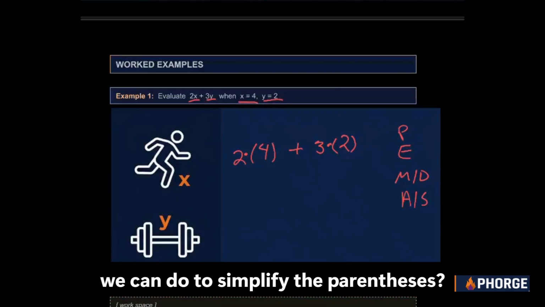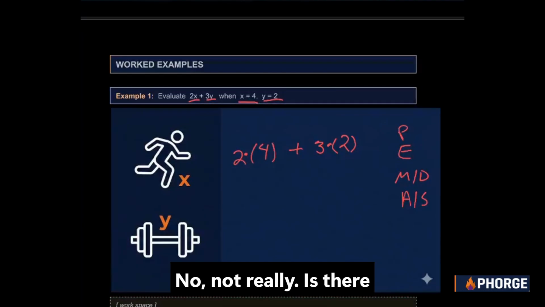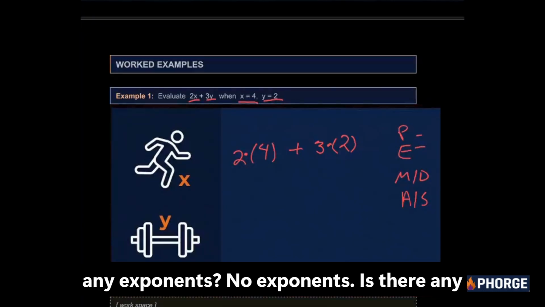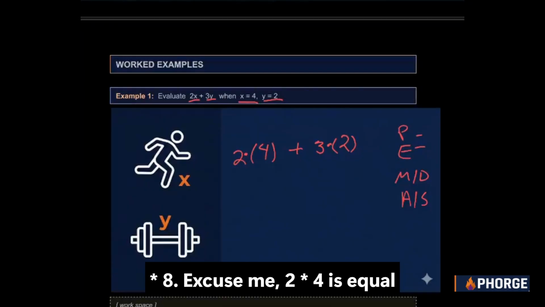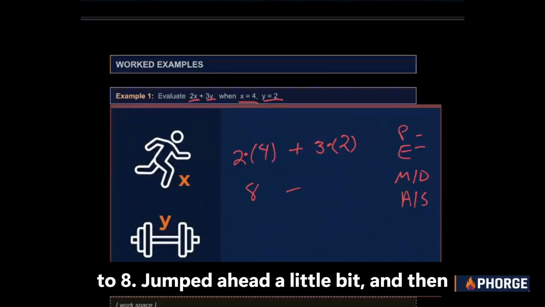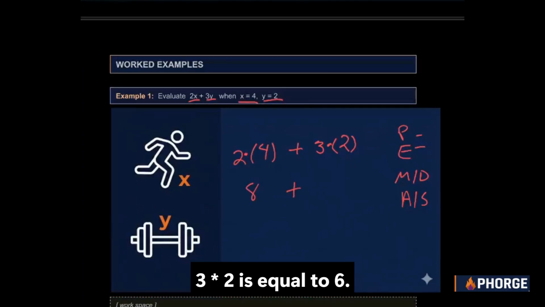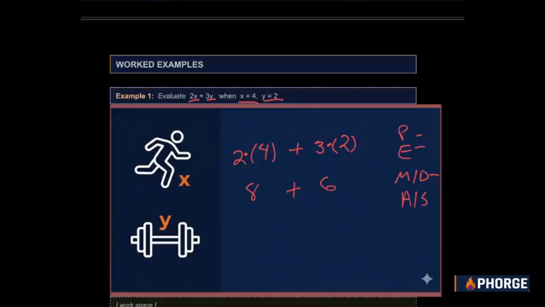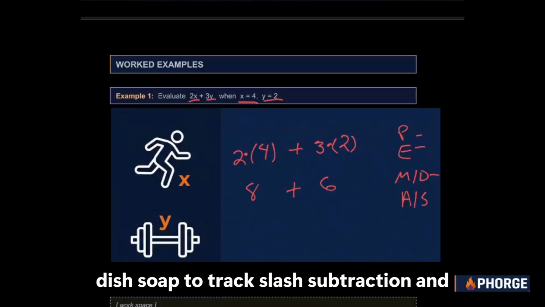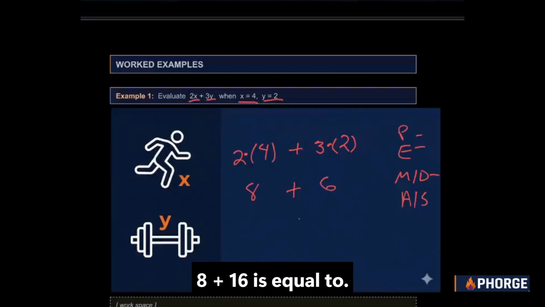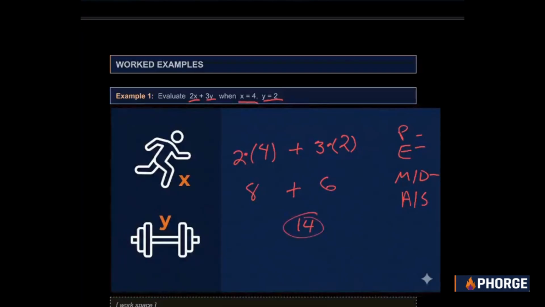Is there anything we can do to simplify the parentheses? No, not really. Is there any exponents? No exponents. Is there any multiplication / division? Yes, there's 2 sets of multiplication. So 2 times 4 is equal to 8. Jumped ahead a little bit. And then 3 times 2 is equal to 6. So now, the only thing we have left is addition / subtraction, and 8 plus 6 is equal to 14.